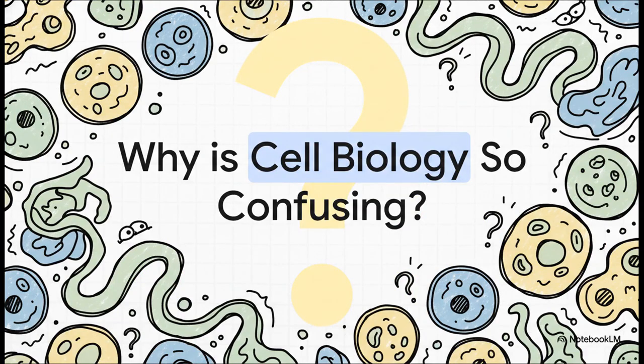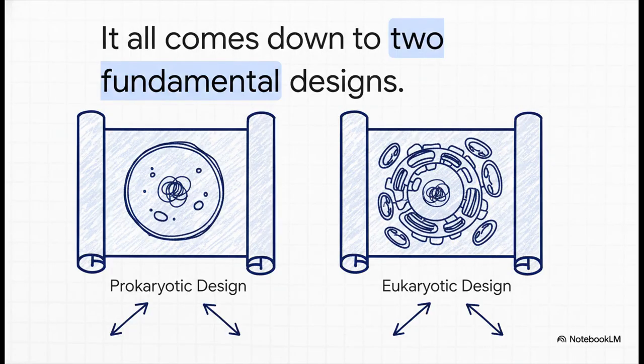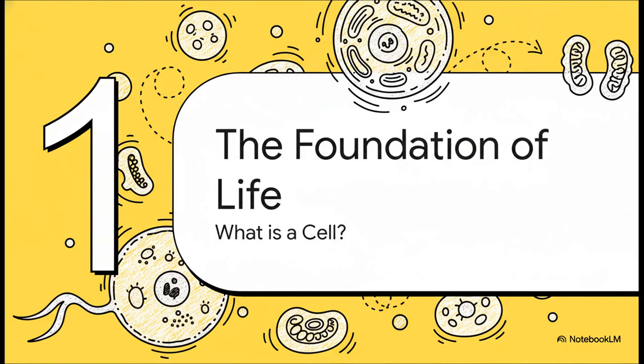Okay, let's be real. If you've ever stared at a biology textbook and felt your brain just shut down from all the weird words, organelles, cytoplasm, endoplasmic reticulum, you are definitely not alone. It can seriously feel like you're just trying to memorize a dictionary of alien terms. But here's the secret. What if I told you all that chaos, all that complexity, really just boils down to just two basic blueprints for how life is built? If you can get a solid grip on these two designs, I promise the rest of it will just click into place. So let's start from the ground up, shall we?